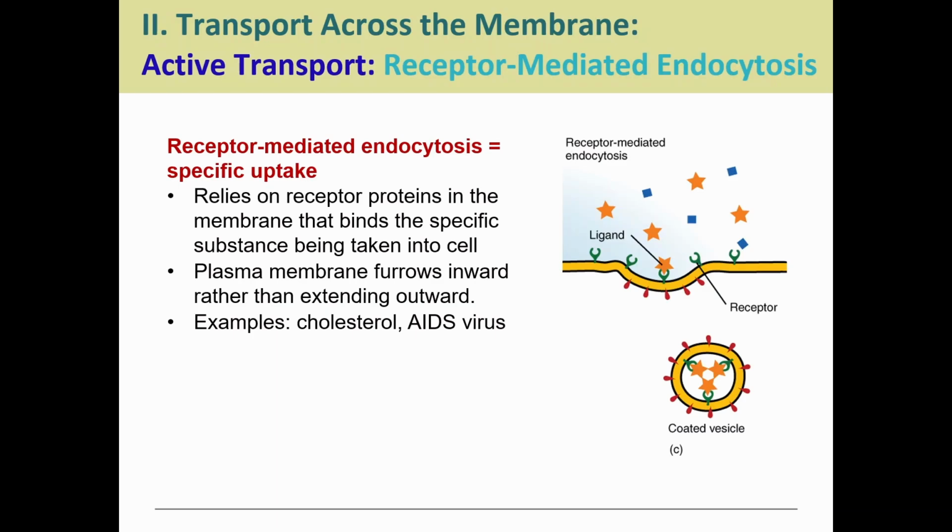And then receptor-mediated endocytosis, we want to bring something specific in. So we have receptors embedded in the membrane itself, right? And then as things bind to it, we'll then form that pocket, form a vesicle, and pinch off inside the cell.